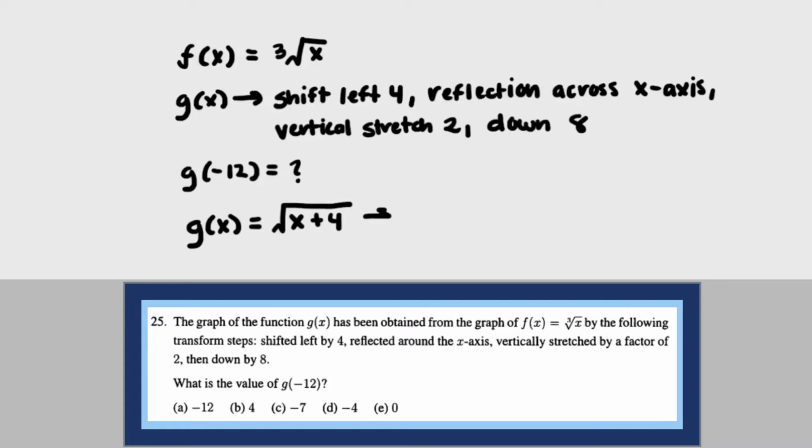So the next thing is we're going to take what we have. The next thing it says is it reflected across the x-axis. So when there's an x-axis reflection, that's basically going to be a negative in front of what we have, which is x plus 4.